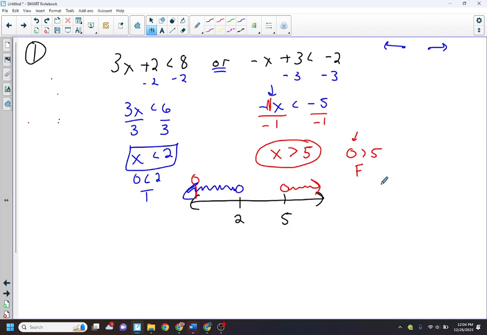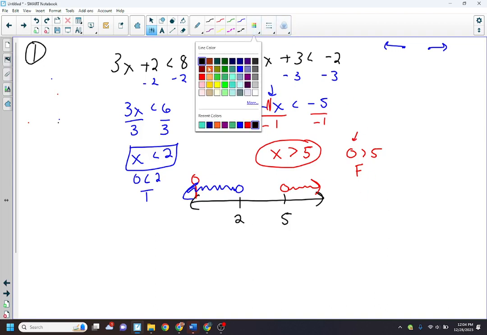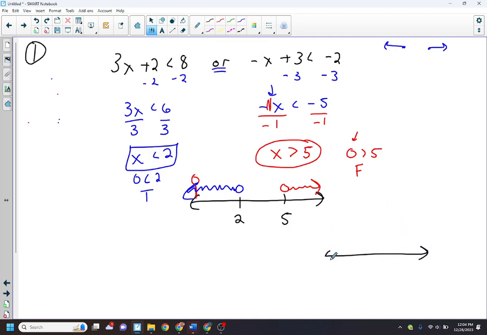Is 0 always going to be here? It depends, because if I had a number line, the question is, will 0 always be on the left? Not necessarily. What if I had something like negative 2 and 6? In this case, 0 would be in the middle.